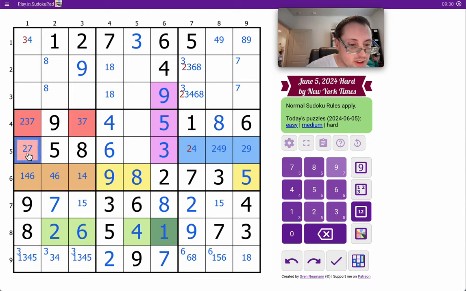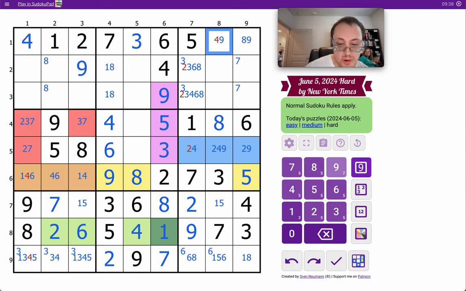There. 3 comes out of there. Oh, but the 3 in row 1 will place that 4. Which will do the rest of the row. And then take care of that. Which should take care of this.